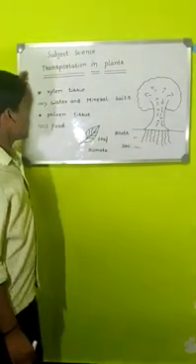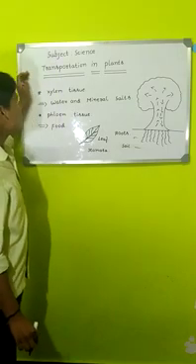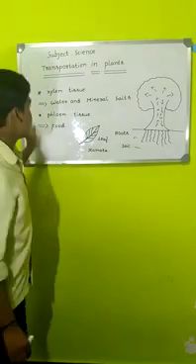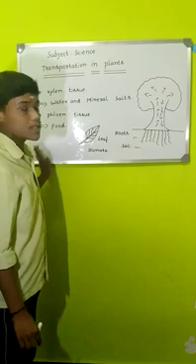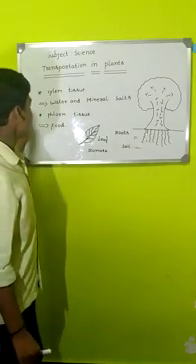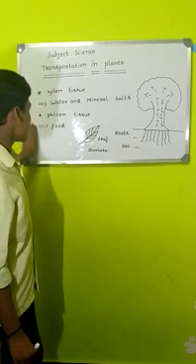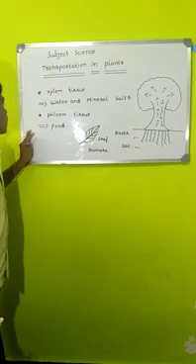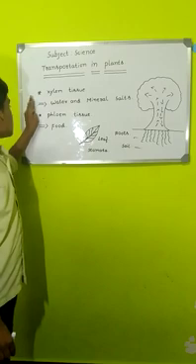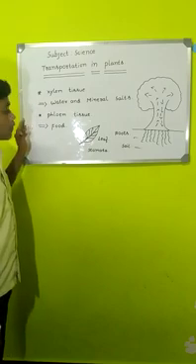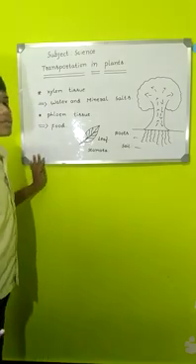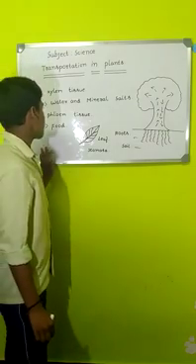What are the components of the transportation system in plants and what are their functions? Xylem tissue and phloem tissue are the components of the transportation system in plants. Xylem tissue transports the water and mineral salts. Phloem tissue transports the food. And next question, differentiate between xylem tissue and phloem tissue. There are mainly four differences between xylem tissue and phloem tissue.